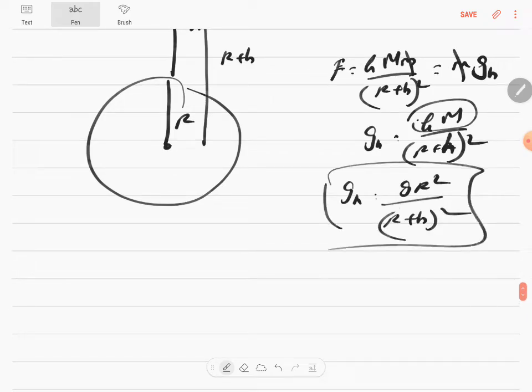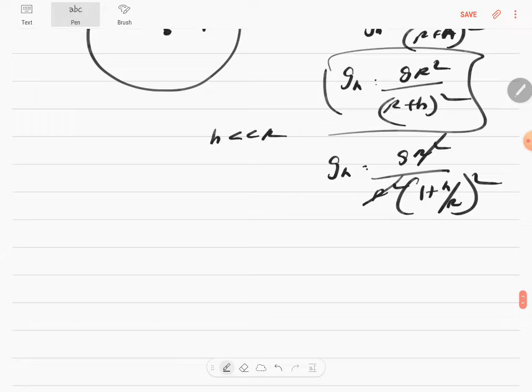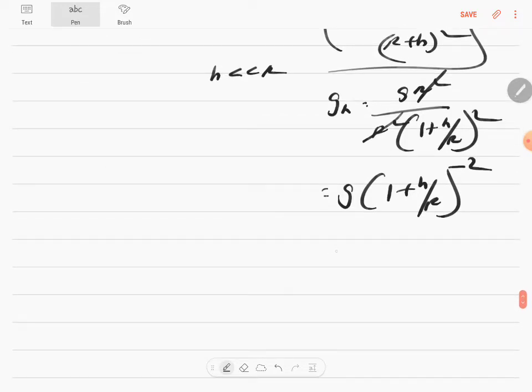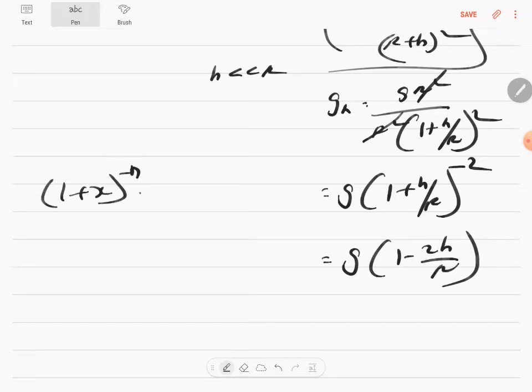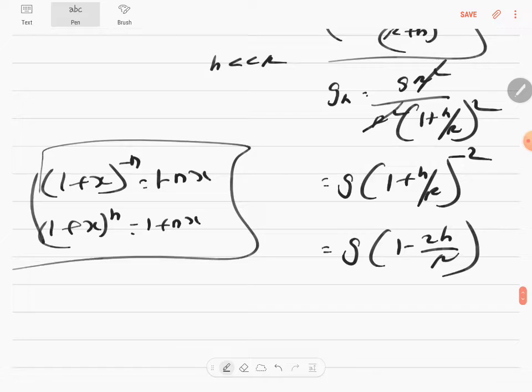This is the formula. But if h is small, you can take r square out, right? 1 plus h by r the whole square, where r square gets cancelled. You can take this up as exponent minus 2 and do binomial theorem. 1 plus x the whole to the power minus n is 1 minus nx. 1 plus x the whole to the power n is 1 plus nx and so on. This is what binomial theorem is, basic thing.